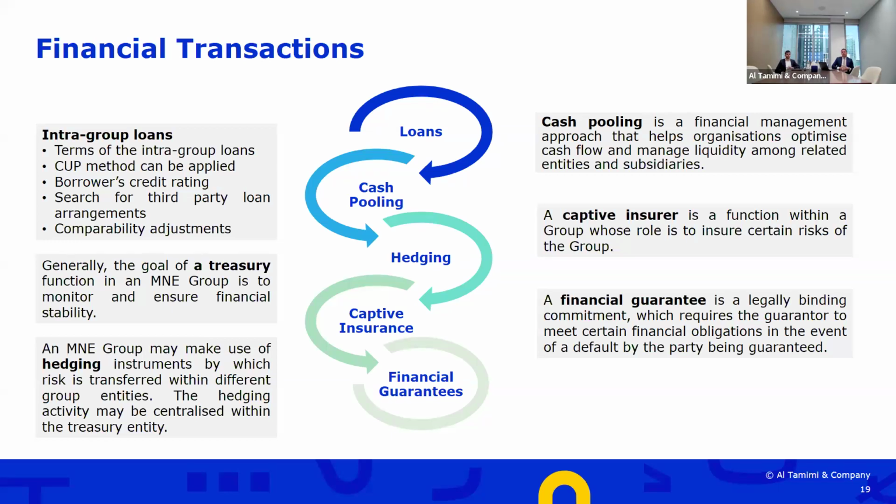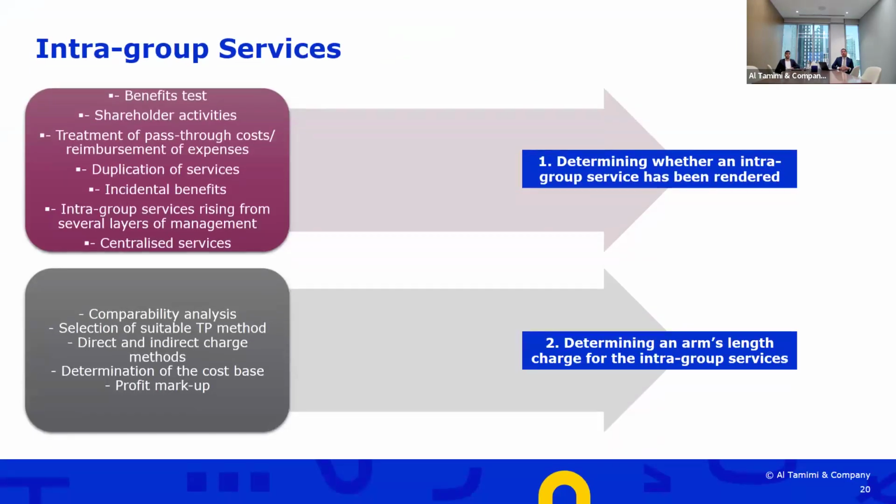Now we can move on to the most common related party transaction we have seen so far in the UAE. This has to do with intragroup services. We have a lot of clients who come to us asking how to charge out intragroup services, what the appropriate cost base to use is, how to treat reimbursement of expenses, shareholder costs, etc. What is the appropriate treatment of this?